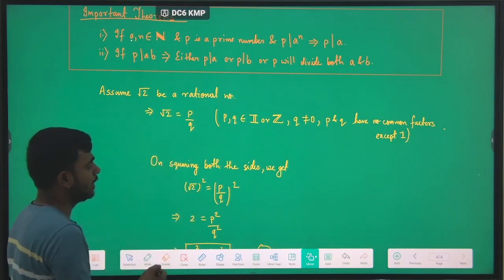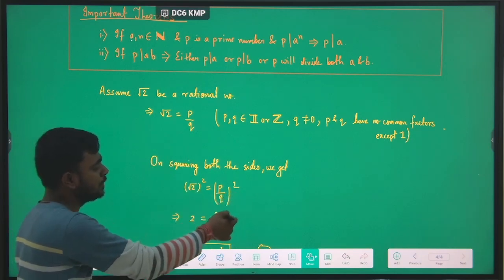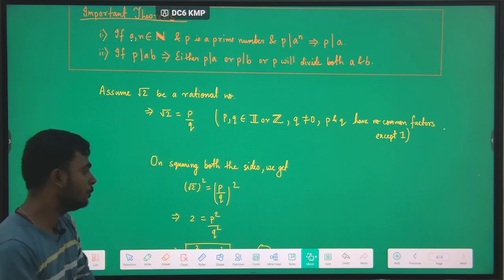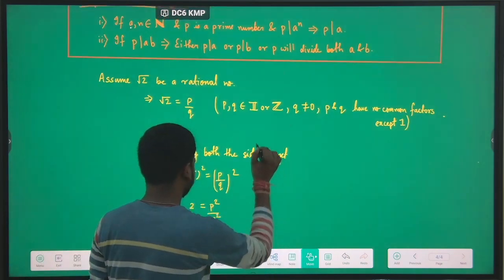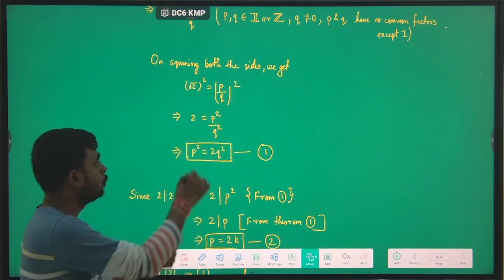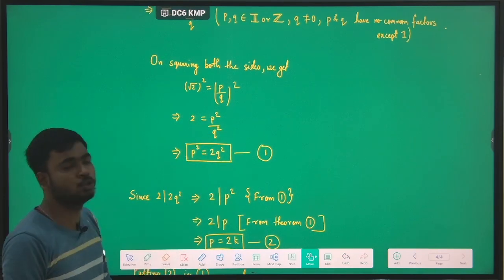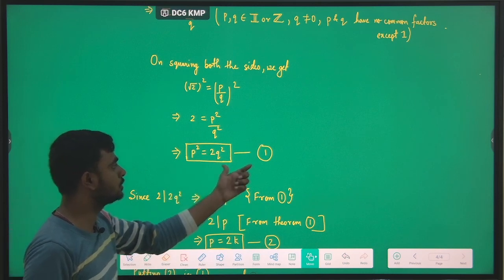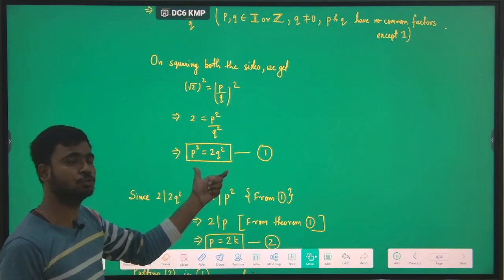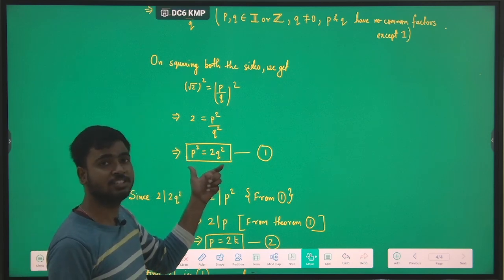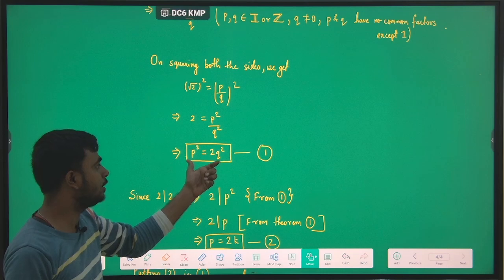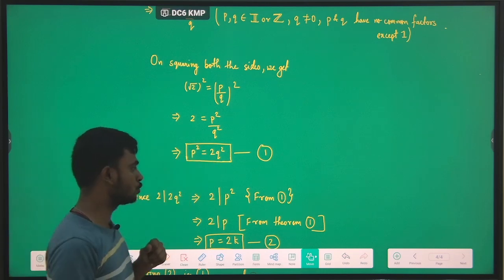Root 2 का whole square, that means 2 is equal to p square upon q square. We are getting 2 as equal to p square upon q square. What it means, on cross multiplying the terms, p square will be equal to 2q square. So let us suppose this is our first equation. p square is equal to 2q square. We are making this equation as an important equation for our use. Okay. So we are getting p square as equal to 2q square.